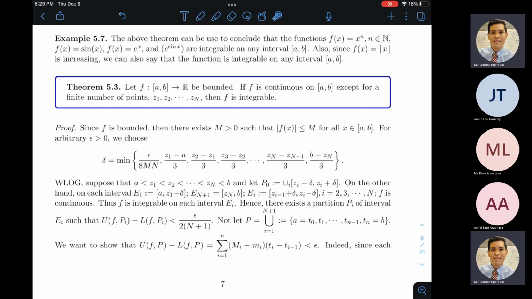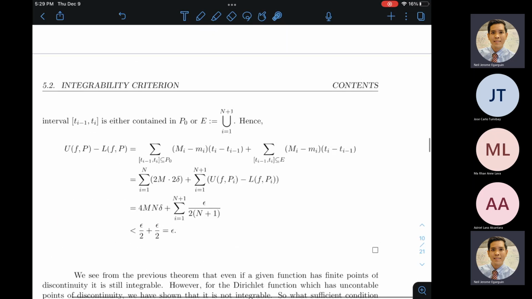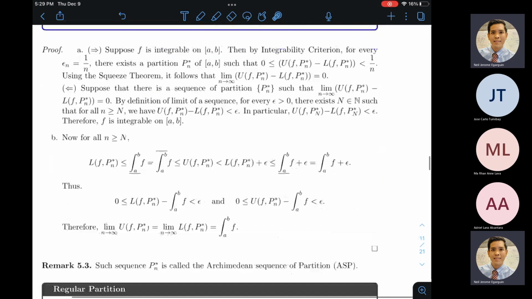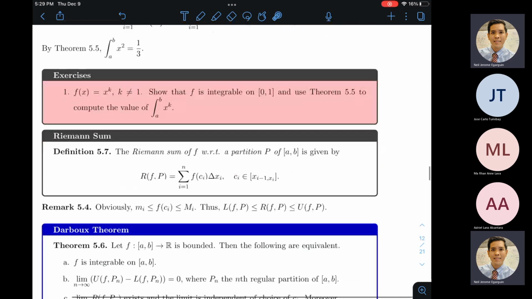And we'll start with example 5.7 next time, all the way to theorem 5.3, and hopefully start with some of the properties of integrals. And then after that, we'll talk about the fundamental theorem of calculus, all right? Any questions, guys?